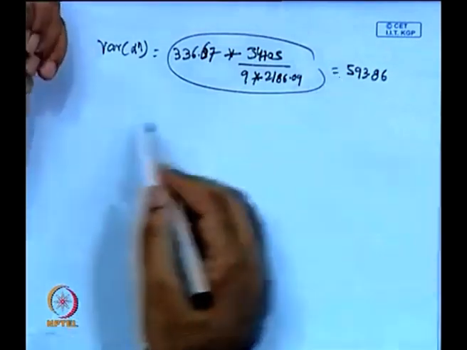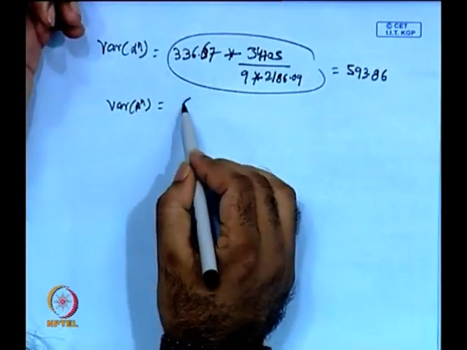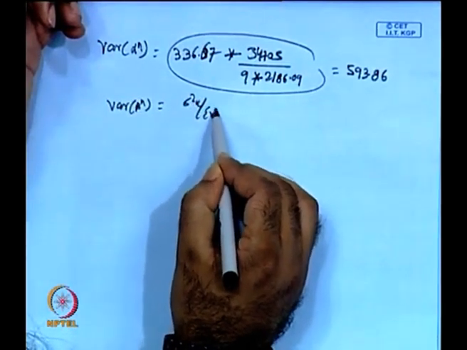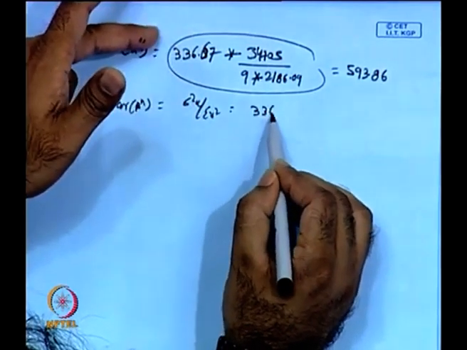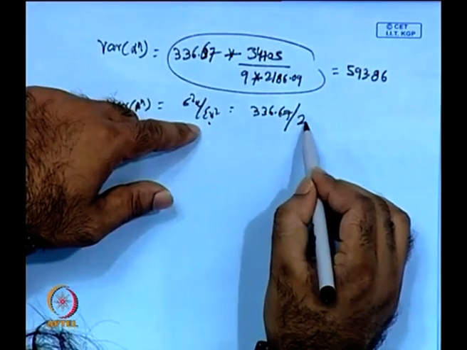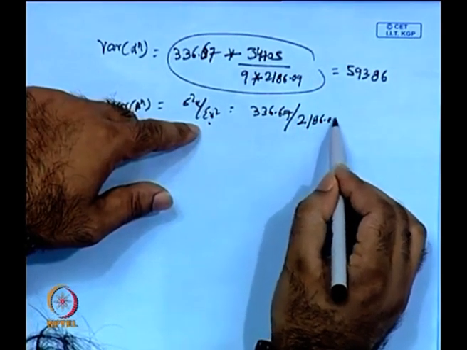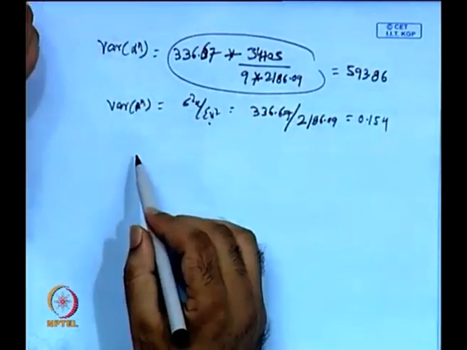Similarly, we will get the variance of beta hat. The variance of beta hat is nothing but sigma square u by summation x square. So this is summation e square, 336.67, divided by summation x square, which you have already derived, 2186.09. So this is nothing but 0.154. So this is the variance of beta hat.